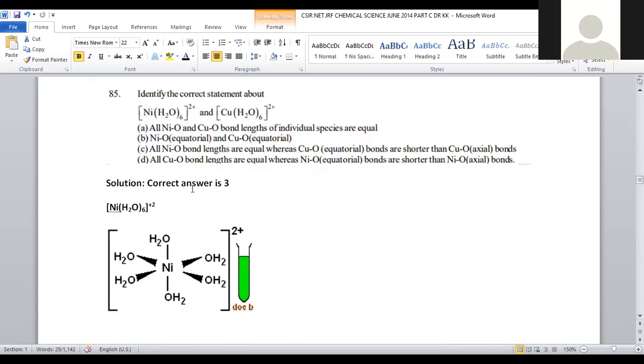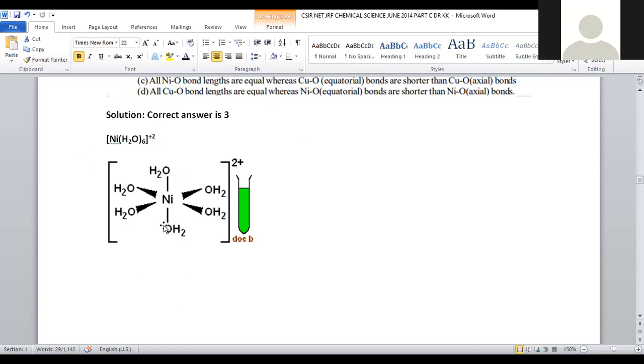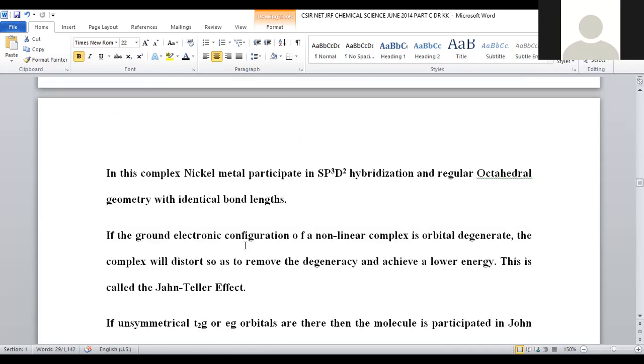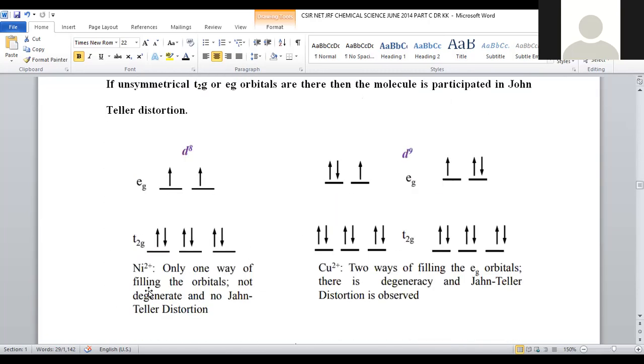Identify the correct statement about nickel hexa-aqua 2+ and copper hexa-aqua 2+. These two are octahedral complexes of transition metals. Nickel is a d8 system, copper is a d9 system, right? So what are the correct statements we have to predict? Whenever the nickel hexa-aqua complex is taken, it has a regular octahedral geometry. All the equatorial and axial bonds are exactly equal, it is a green colored compound, and it is symmetrically filled. How it is symmetrical, let us see in detail.